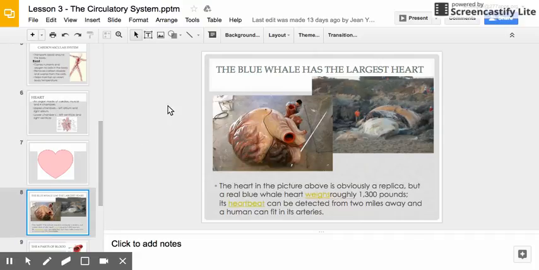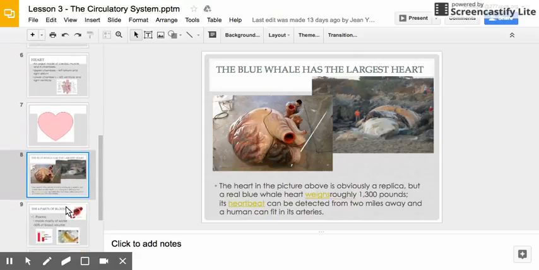Interestingly enough, the blue whale has the largest heart of any organism living on this earth. This on the left is a replica, but you can see here in this picture the scale. Here's a human standing next to a blue whale. A blue whale's heart weighs approximately 1,300 pounds. Its heartbeat can be detected from 2 miles away, and a human can fit into its arteries.